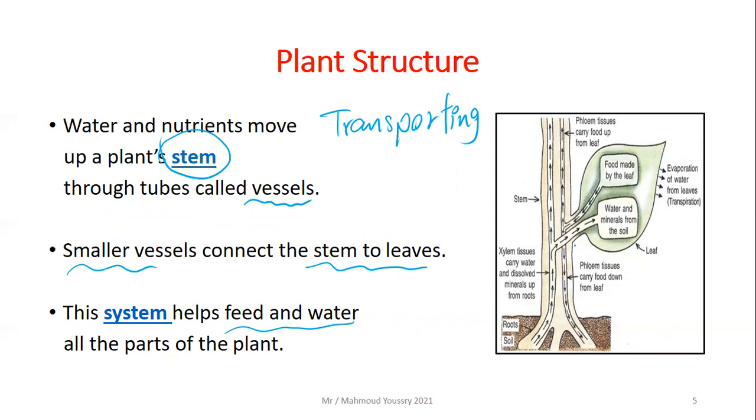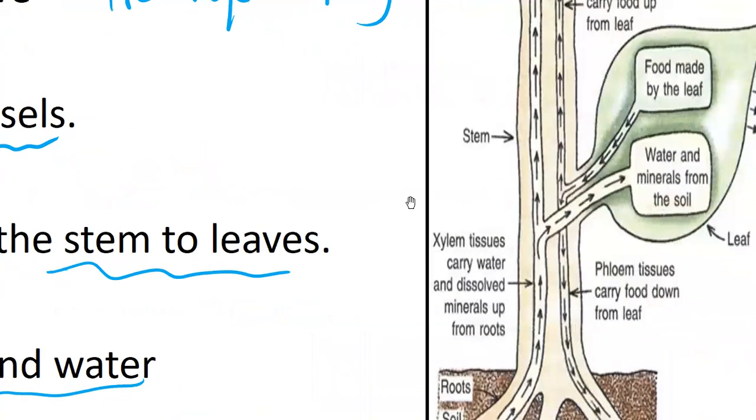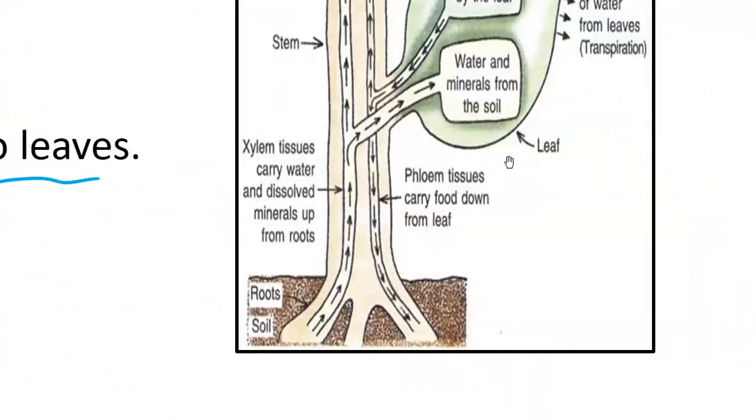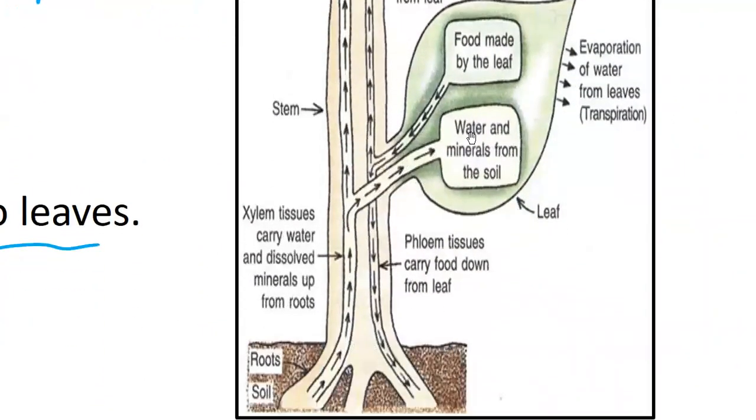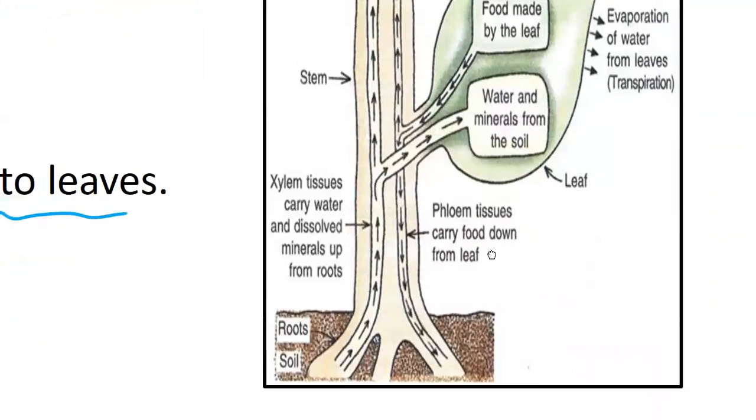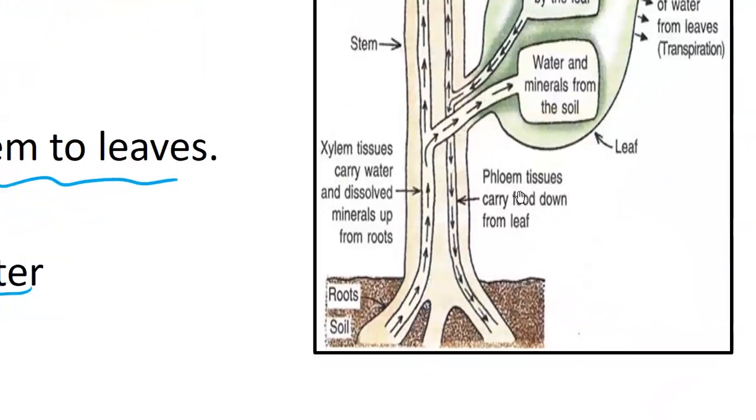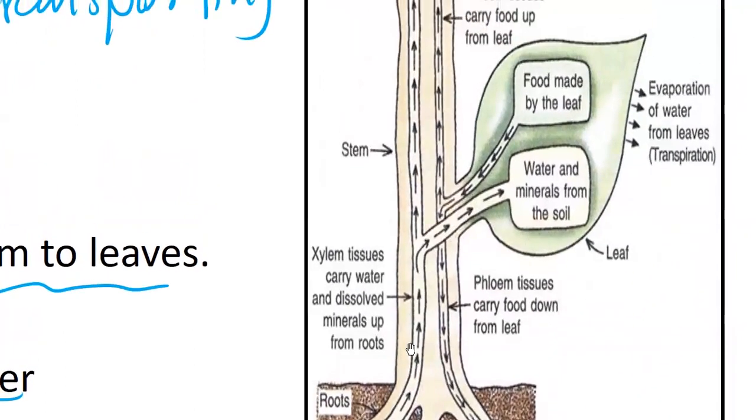I need you just to look closely at this picture right here. As we have, this is the whole plant, the roots, the stem, and the leaves. So what are these transporting vessels or transporting tissues, these small tubes? First, as we said, the roots absorb water and the nutrients from the soil. Then it moves up the stem till it reaches the leaves. So it moves in a special type of transporting vessels or tubes. They are called xylem tissue. Xylem tissues carry water and dissolved minerals up from roots.